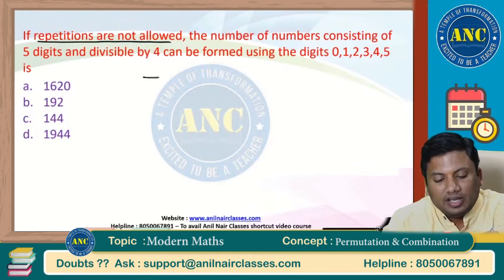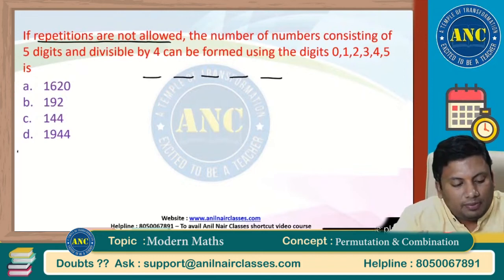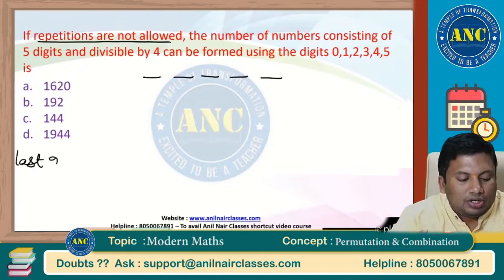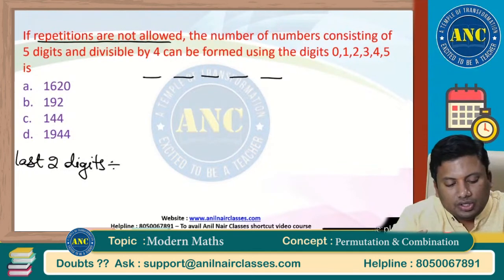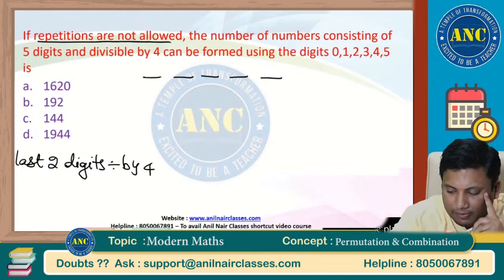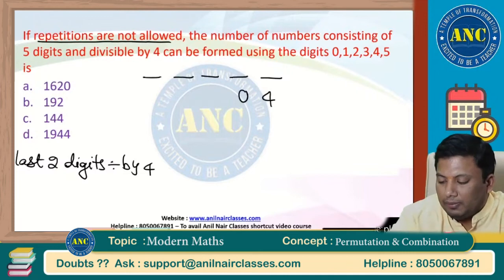of numbers consisting of 5 digits, it is 5 digits, divisible by 4. Divisible by 4 means last 2 digits should be divisible by 4. Last 2 digits should be divisible by 4. If last 2 digits, if it is divisible by 4, 04, it is divisible by 4.